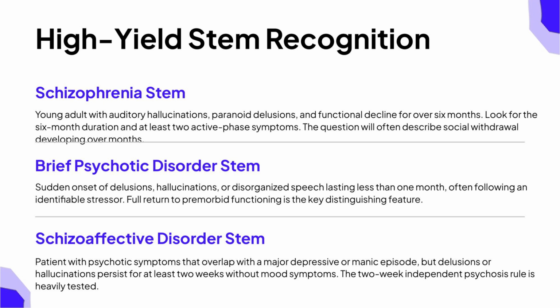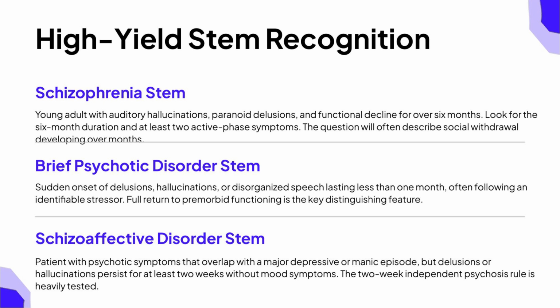For schizophrenia, the stem will describe a young adult, usually in their 20s, with auditory hallucinations, paranoid delusions, and functional decline lasting more than 6 months. They will often mention that the patient has stopped going to work or school. For brief psychotic disorder, look for sudden onset after an identifiable stressor with symptoms lasting less than 1 month. The key phrase is full return to pre-morbid functioning.